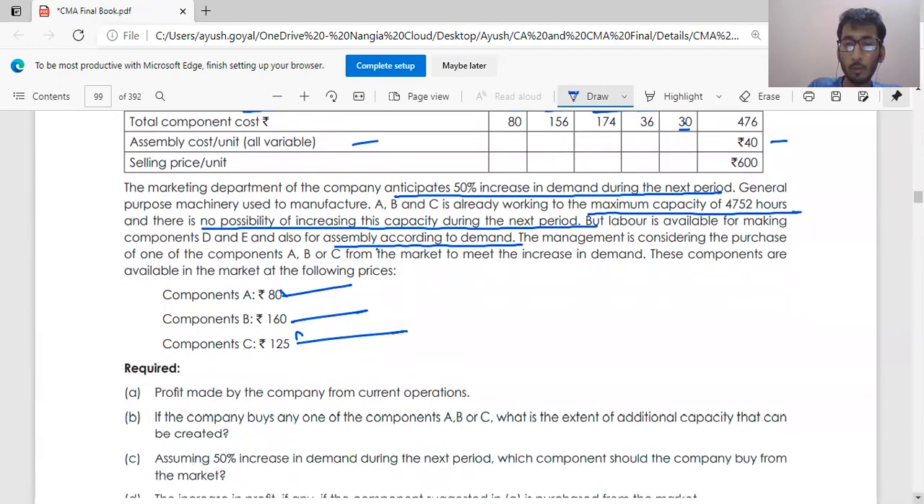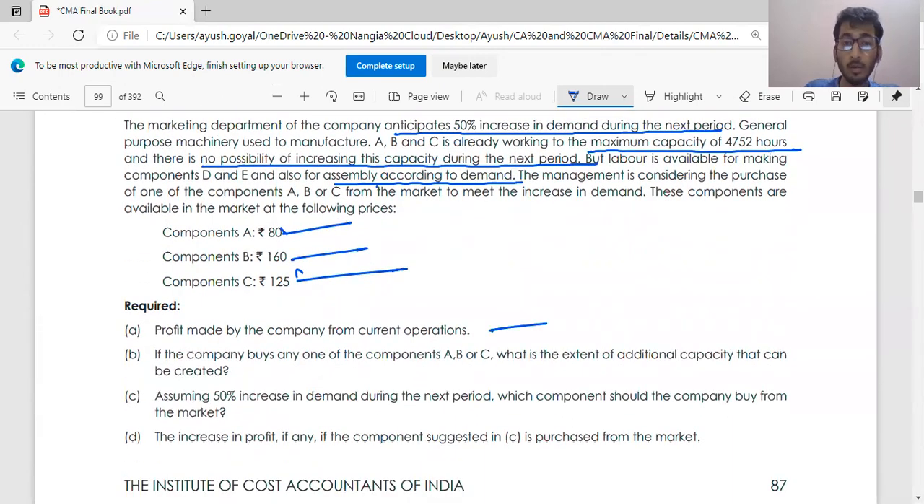Now, what is required? What is asked? Profit made by the company from current operation. So let's move step by step. Let's solve the first question first.